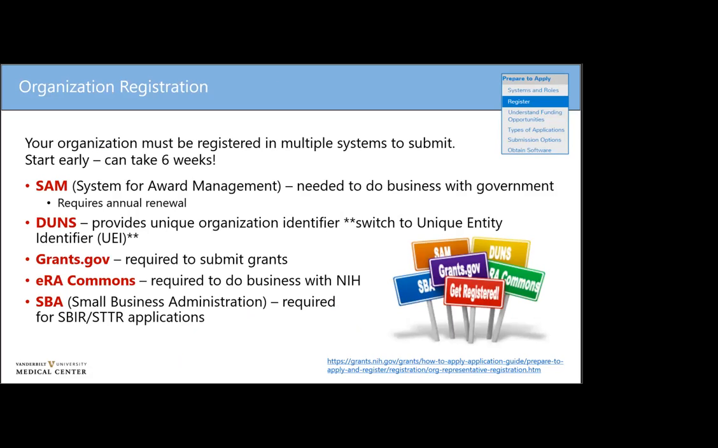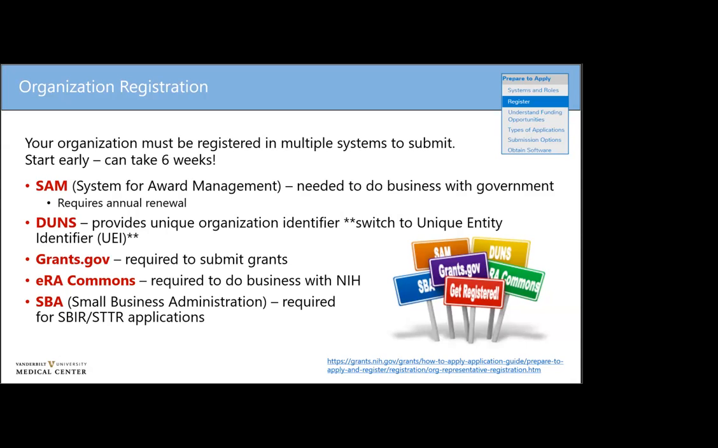And then there are a lot of different registrations that you'll need in order to apply for an NIH grant. If your organization doesn't have these already, you'll need to start early. I think most of you probably do since you work with us in grants. So you probably have these already, but just as a refresher, the first is the System for Award Management, or SAM, and this is needed to do business with the government. You have to renew this annually. If you have a contract with us at Vanderbilt, you'll probably have had someone in contracts ask you for a copy of your SAM registration.